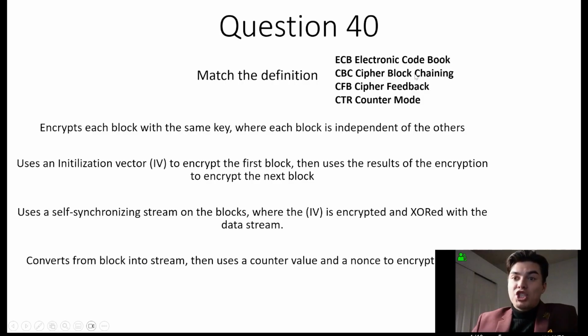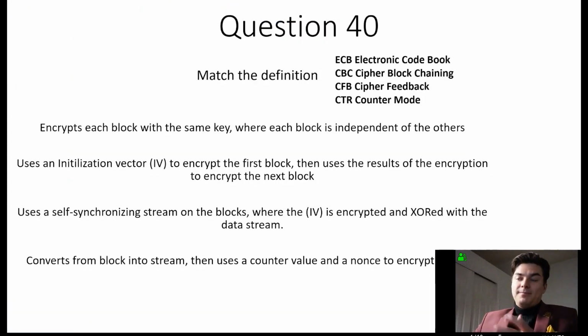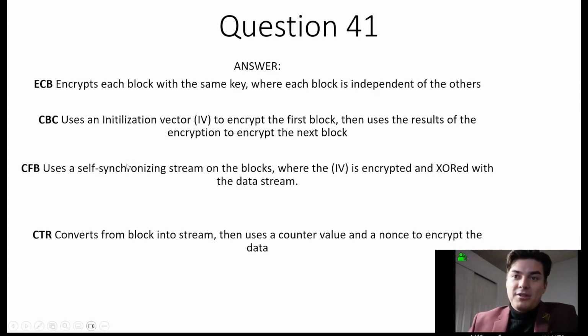Cipher block chaining uses an initialization vector to encrypt the first block, and then uses the result of the encryption to encrypt the next block. Okay, we just went over that. It's using the previous cipher to encrypt the next block here. So block 2 gets XORed with cipher 1, and then after the output, it's getting encrypted and turning into cipher 2, and so on until the message is complete. We'll just take a look at all the answers here.